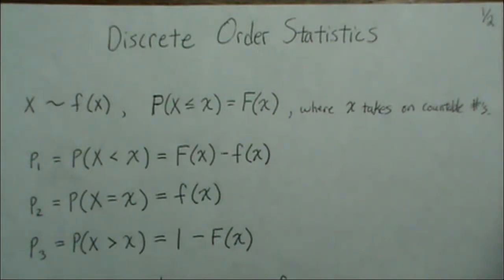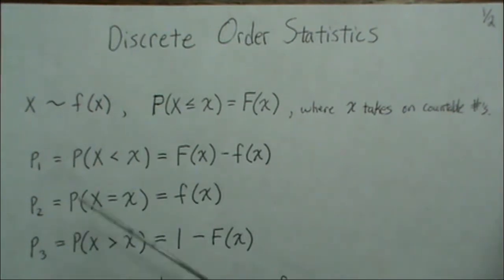Hey, in this video we're going to look at discrete order statistics and how to calculate probabilities for an order statistic, and then how to expand that and calculate all the probabilities for a given distribution. But first, let's look at some notation here.